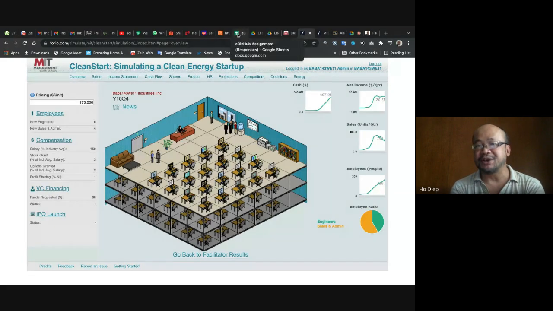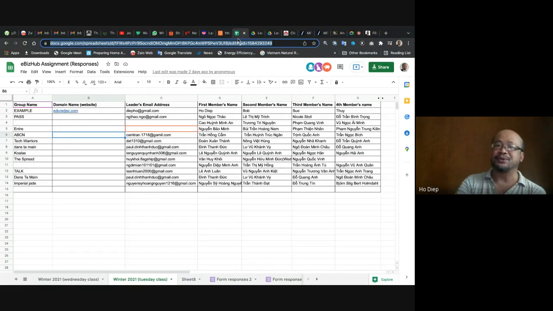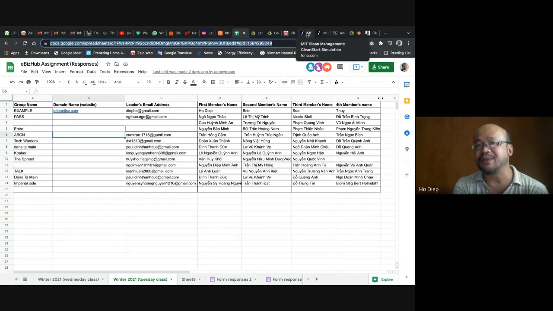So if you haven't done so, please go into the eBiz Hub spreadsheet and fill in your team leader's email, and I will send the user name and password to play as a class to the email in the team leader column itself. Okay, so let's watch to see how to play this game. I'll let MIT do the explanation itself.